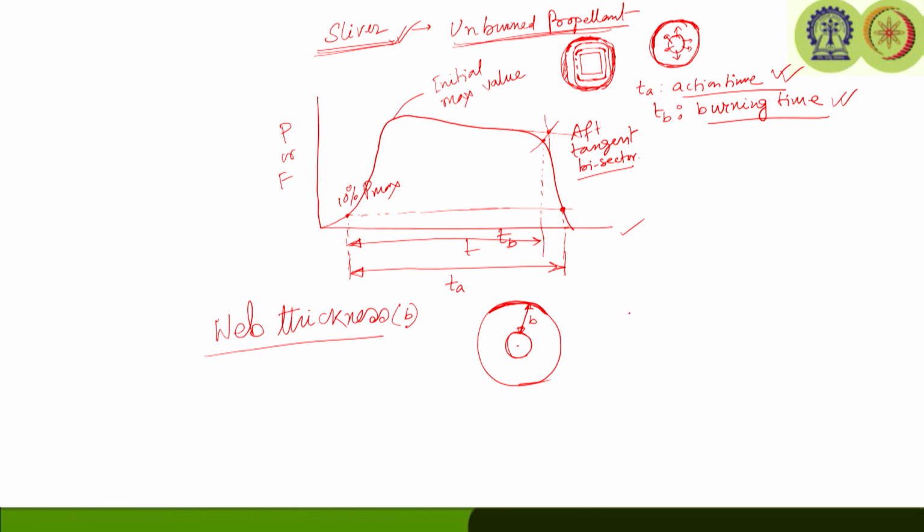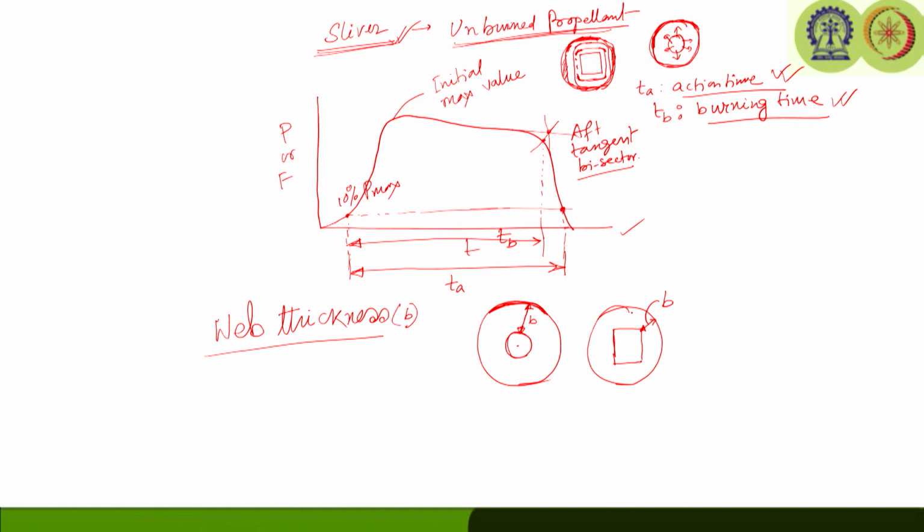For different configurations, we can define this in the same way. Let us say it is a square configuration. The web thickness for the square configuration will be the minimum thickness of the grain. So, from this corner to the insulated case wall will be my web thickness. For other combinations of grain configuration, it can be up to the intersection of another burning surface.